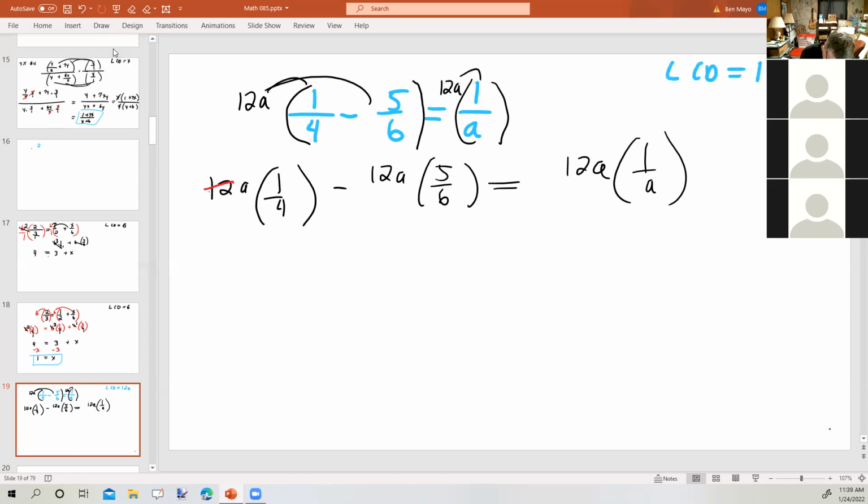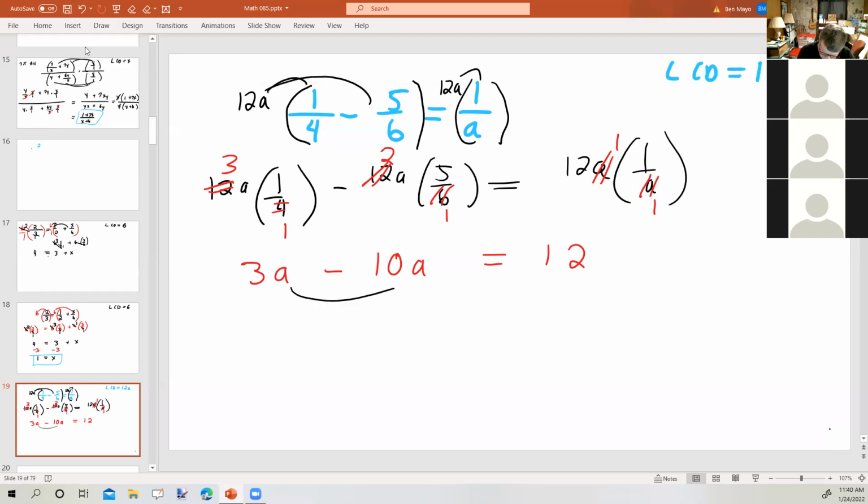Going across and reducing, 12 over 4 is 3 over 1. So I get 3A minus 12 over 6 is 2 over 1. 2 times A times 5 is 10A. All over 1 is still 10A. 12A times 1 over A, the A's reduce down to 1 over 1, and I have 12. Any questions there? On the left side of the equation, combining like terms, 3A minus 10A is negative 7A, which equals 12.